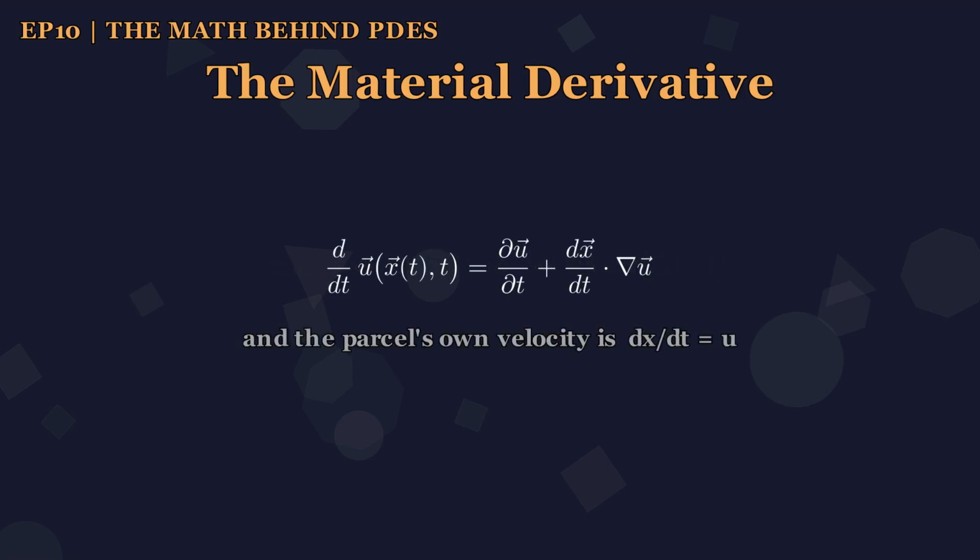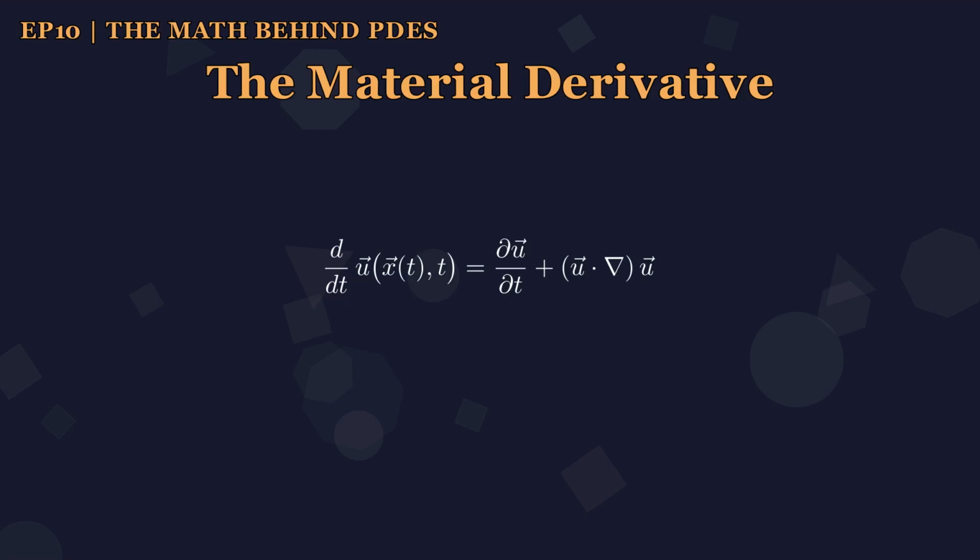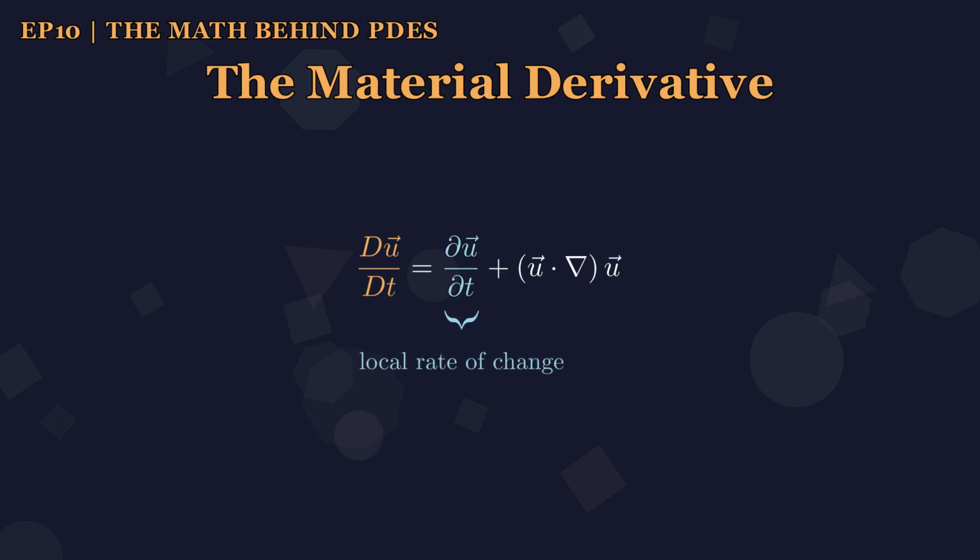By the chain rule, two effects appear. The field itself may change in time, and the parcel moves to where the field is different, contributing the rate of change of position dotted with the gradient of u. Since the rate of change of position is just the velocity, this second piece becomes u dotted with grad, acting on u. We give this combination a name, the material derivative, written capital D u over capital D t. It has two parts. The local term is how the field changes at a fixed point. The convective term is how the parcel's velocity changes simply because it has moved to a new location in the field. Together, they are the true acceleration of the parcel.